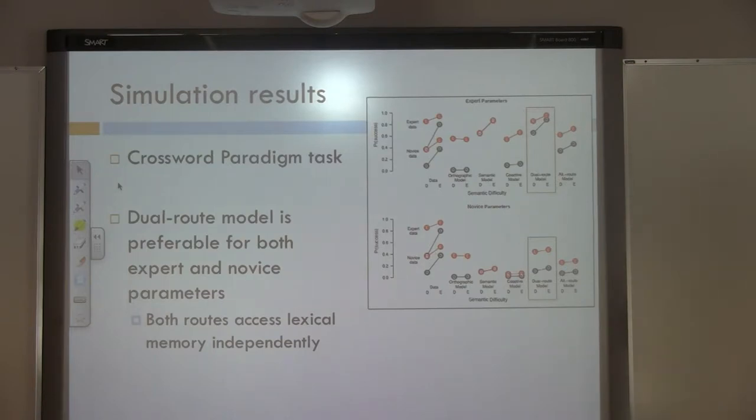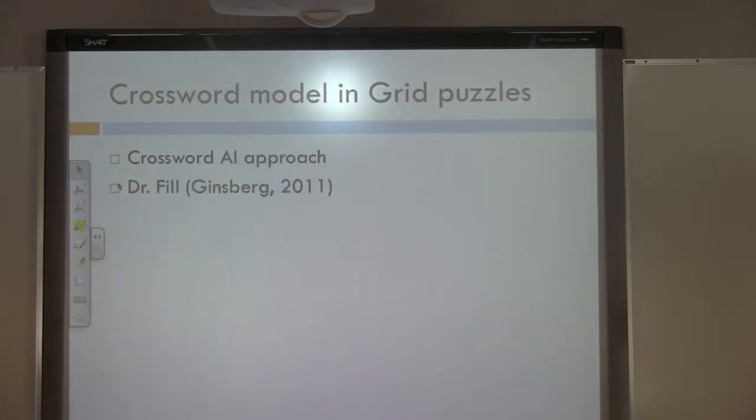So the dual route model is preferable for both the expert and the novice parameters. And so it means that both the semantic and orthographic routes access the lexical memory independently. And because from that model, they can solve just one clue at a time, and it has not been validated with the time constraint, we developed another model, called the crossword model, to solve the crossword in the puzzle grid.